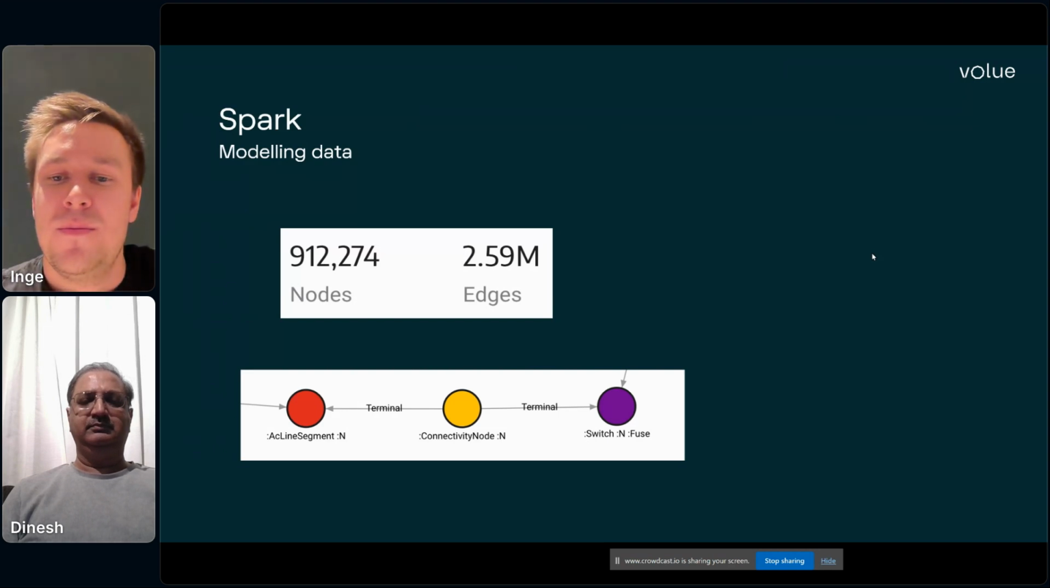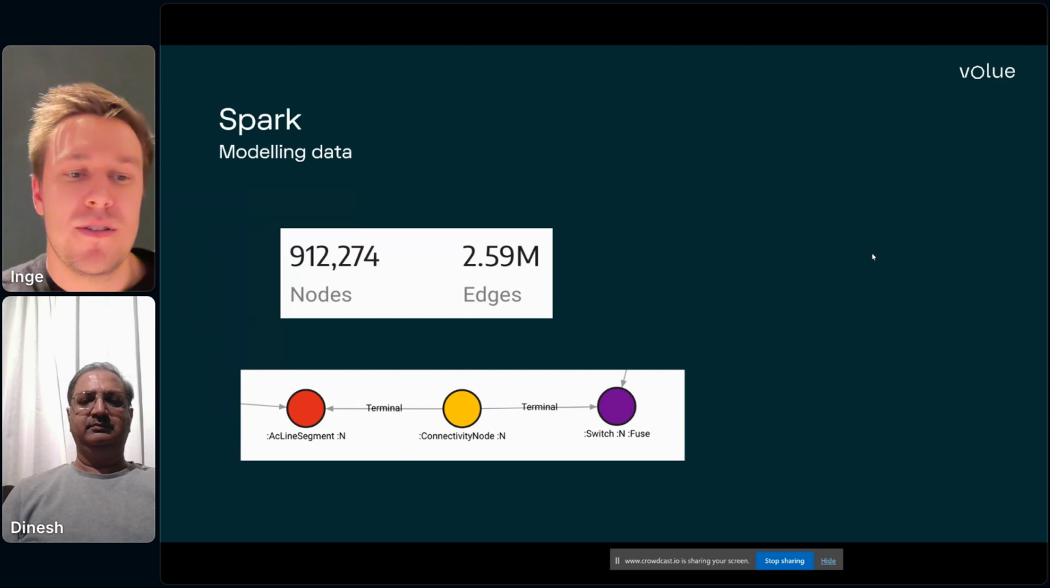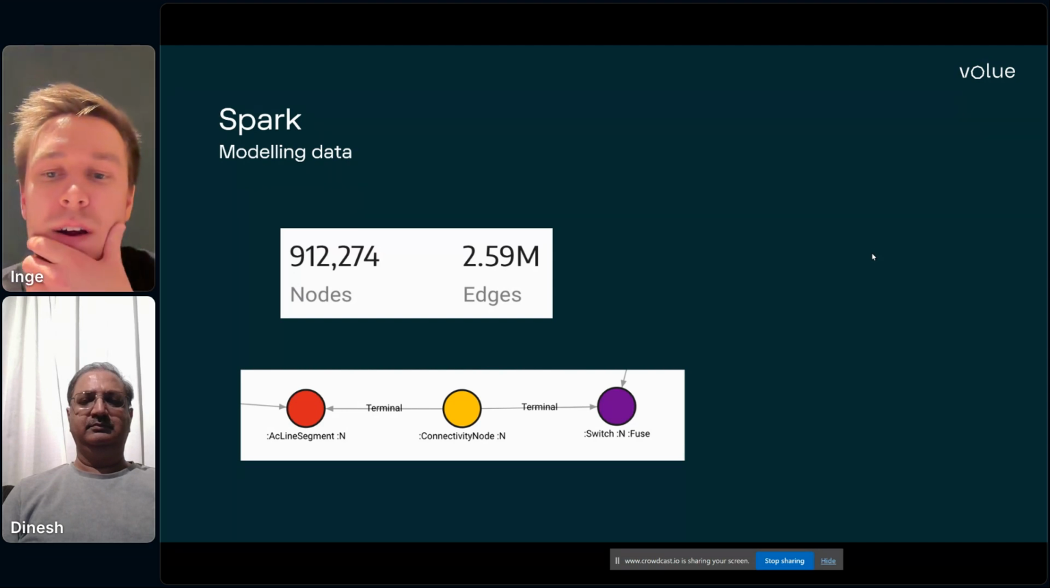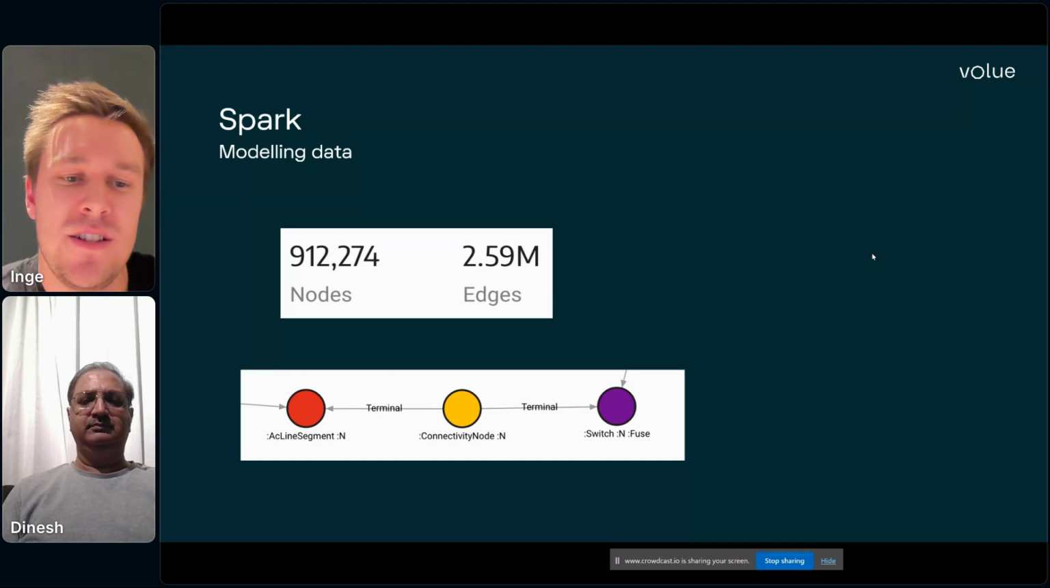You have the cable, you have something called a terminal, you have a connectivity node, and another terminal, and then finally the switch. So the data would look like what you see in the bottom left corner. You can quickly see that the terminals are the edges and not the AC line segments.